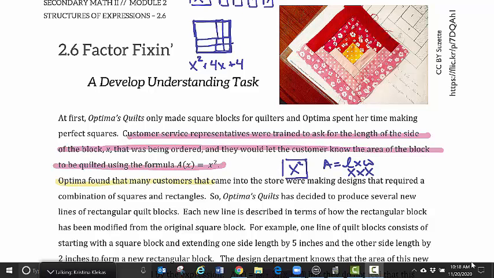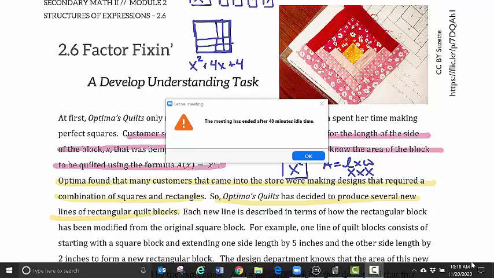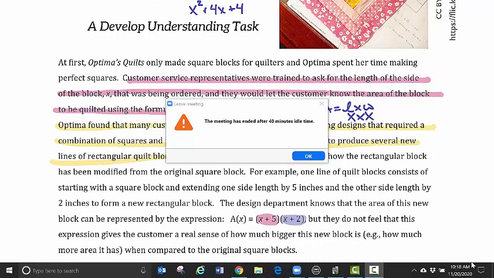Optima found that many customers came into the store and they were making designs that required a combination of squares and rectangles. So she's decided to produce several new lines of rectangular quilt blocks. Each new line is described in terms of how the rectangular block has been modified from the original square block. For example, one line of quilt block consists of starting with the square block and extending the length by 5 inches, and the other side length by 2 inches to form a new rectangular block.